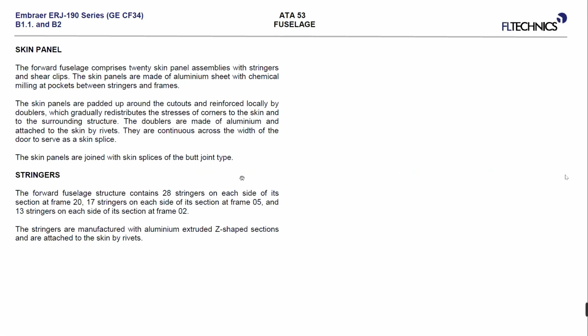Also, we have skin panels on the forward fuselage section, 20 skin panels with stringers and shear clips, made of aluminum sheet, manufactured with chemical milling at the pockets between the stringers and the frames. This chemical milling is protection against corrosion. And when you talk about the skin panels, they are padded up around the cutouts and reinforced locally by doublers, which are distributing the stress of the corners.